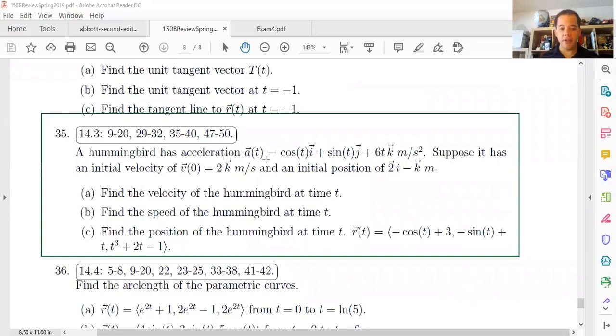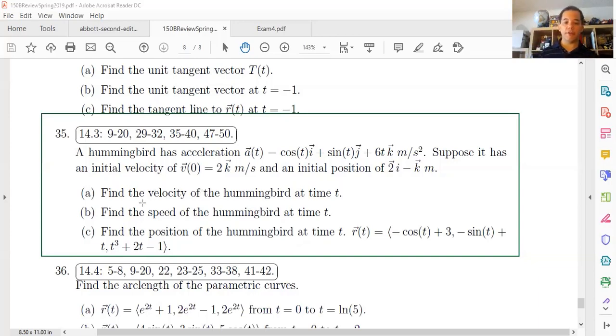When we have acceleration and velocity, how is that related? You need to remember that the velocity is the derivative of the position, and the acceleration is the derivative of the velocity, or if you want, the second derivative. You take the derivative and then take the derivative again. The second derivative is the acceleration.